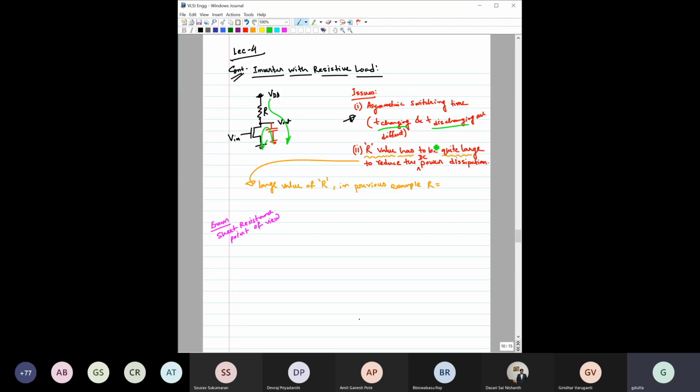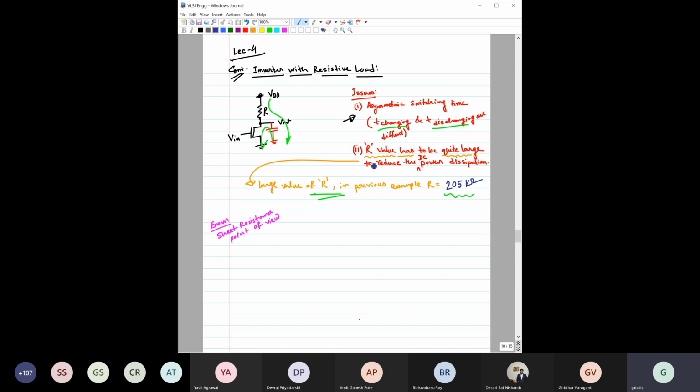So T charging and T discharging are different, and the R value has to be quite large from the power dissipation point of view. That we discussed in the last class and briefly also today. Now what is the implication of this large value of resistance R? Do you recall what the resistance was for the lowest power dissipation in our previous example? Sir, 205 kilo ohms. 205, okay. So R is 205 kilo ohm, right?